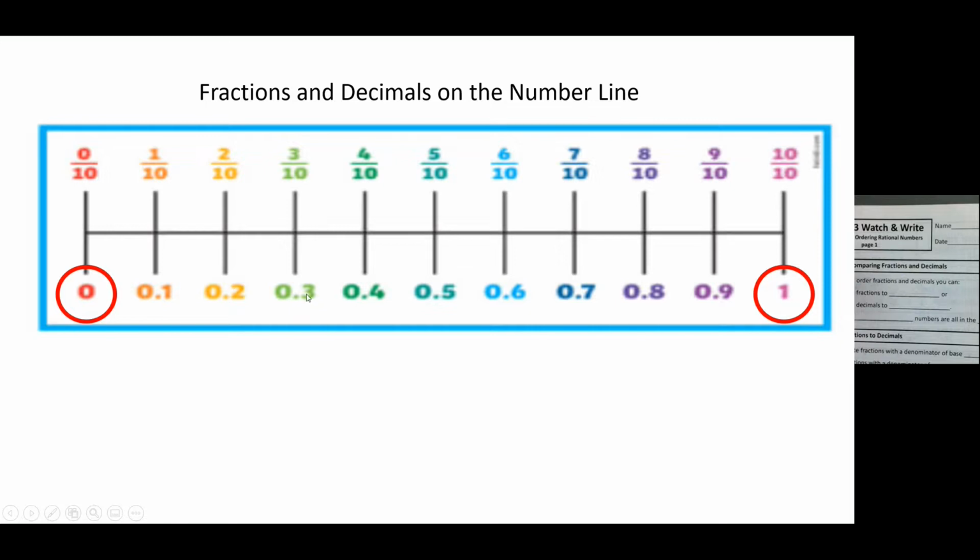This number 3 is in the tenths place. The first place after the decimal is the tenths place. So if you have a 3 there, you have 3/10. So 3/10 as a fraction is equivalent to 0.3 as a decimal. That's the same amount of candy. It's just a different way to write it.